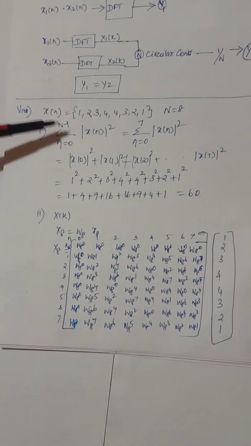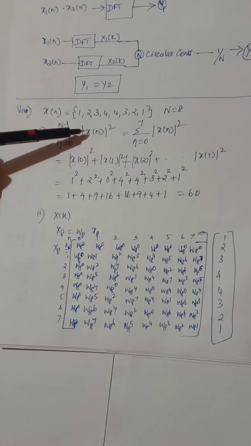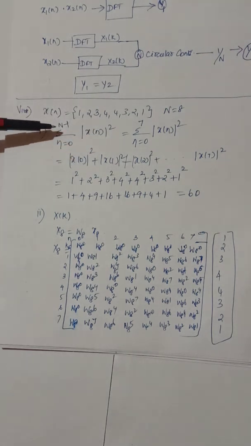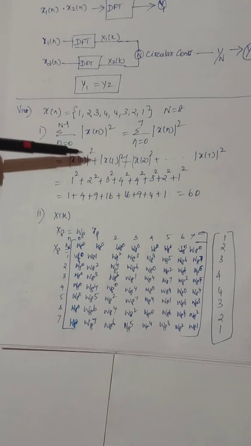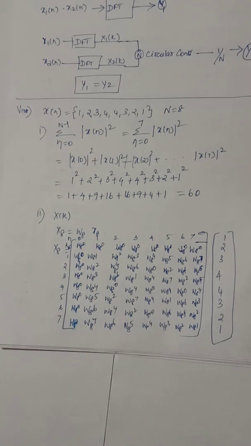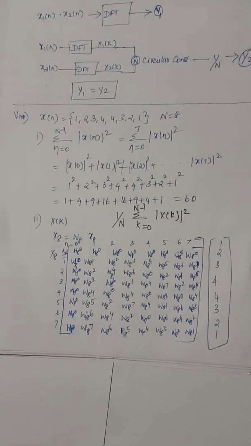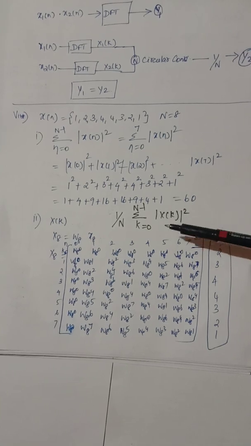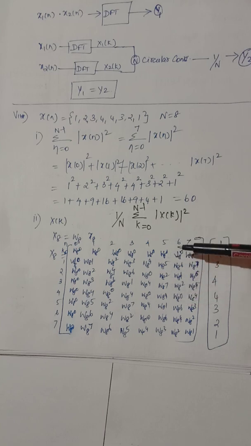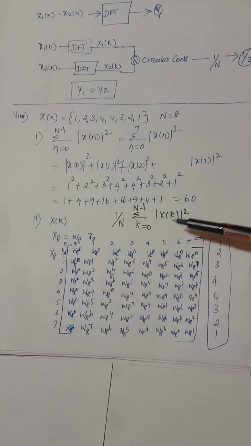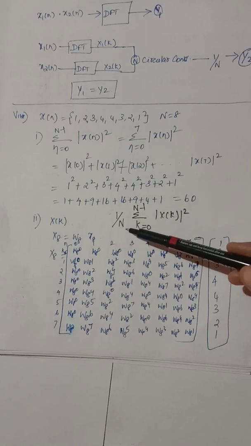Summation n equal to 0 to N minus 1 of the magnitude of x of n, the whole squared. So here N is equal to 8. When I expand this and add, what I am getting is 60. Now I need to prove it in frequency domain. So what I need to prove in frequency domain is this expression. For that I need the DFT of the input sequence. So the first step is to find the DFT of the input sequence, then perform the square operation, and then sum all these values, and then divide by N.